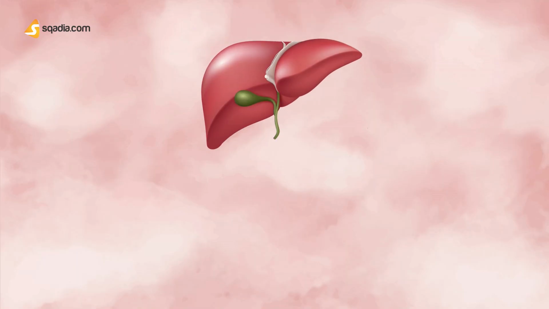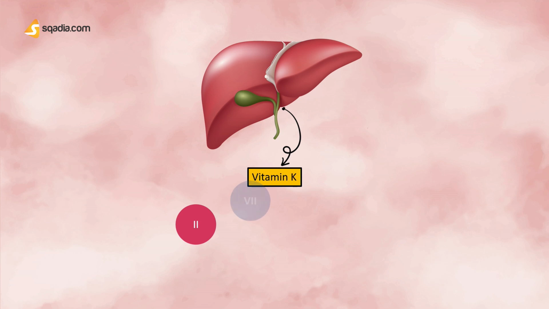Most clotting factors are produced in the liver. Therefore, severe liver disease is associated with coagulopathy. Now, some even require vitamin K to form. The vitamin K dependent coagulation factors are factor 2, factor 7, factor 9, and factor 10.